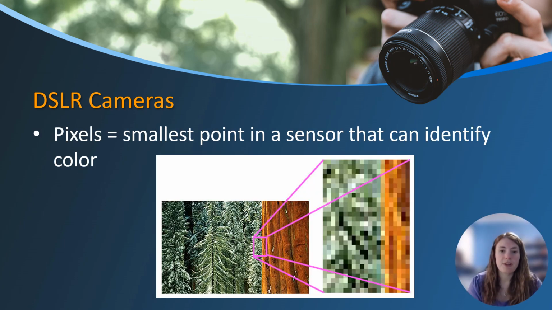Now, like I mentioned previously, digital SLR cameras use a digital sensor to record the image. These sensors use what is called a pixel. A pixel is simply the smallest point in a sensor that can identify color. It's kind of like Minecraft. The smaller the pixel, the more detailed the image is. The larger the pixel, the more boxy the image is, and the less detail that it contains.